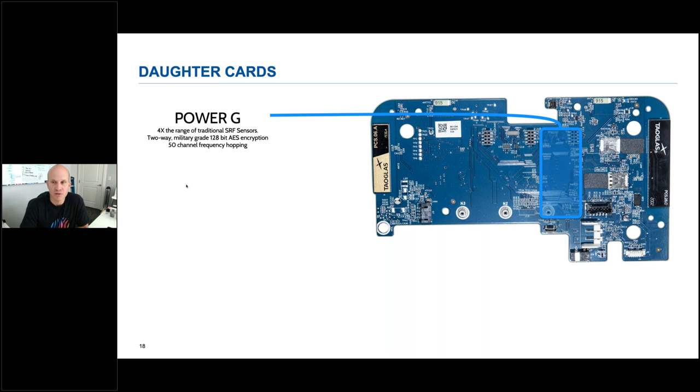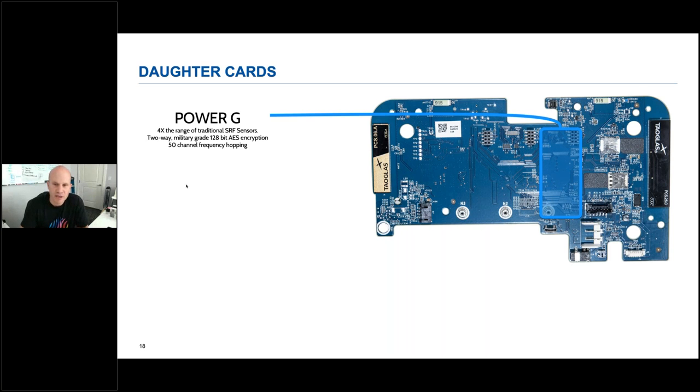But PowerG is our long-range proprietary protocol. It gets 4 to 5 times the range of any of the legacy security sensors that are out there. So that's ultra long range, and it's bi-directional, so we can talk back and forth to the sensors. We get a lot more information from them. They're 128-bit, banking-level encryption, and they do what's called 50-channel frequency hopping. What that allows is the sensor to automatically avoid interference. We'll talk a little bit more about PowerG in a second. But this is a phenomenal technology that's included on every single panel. It just comes ready to go out of the box as a daughter card.